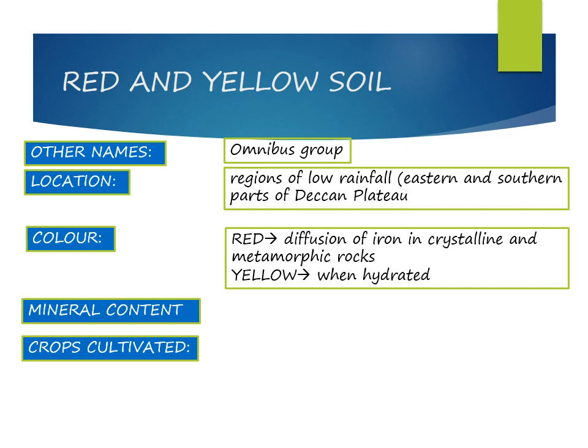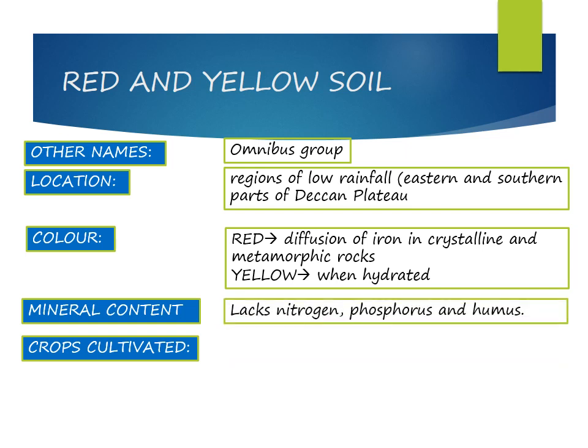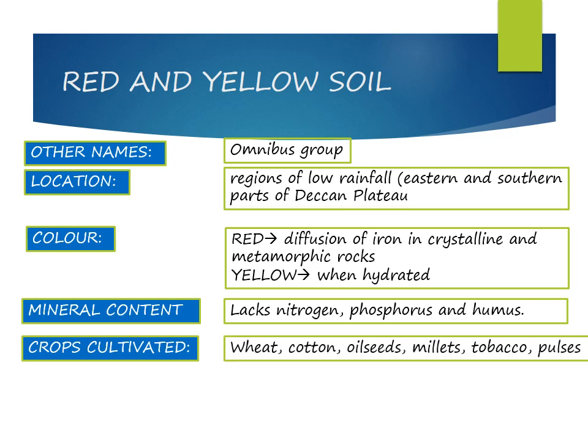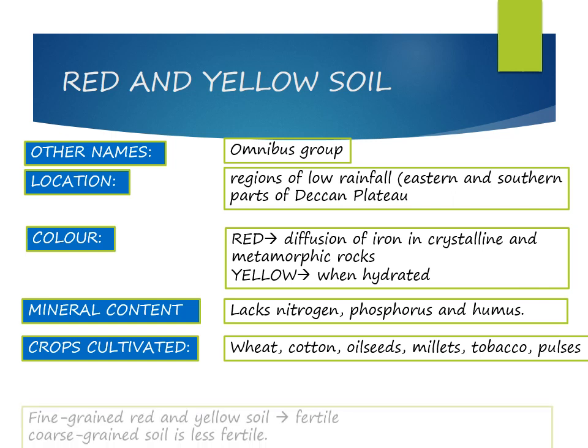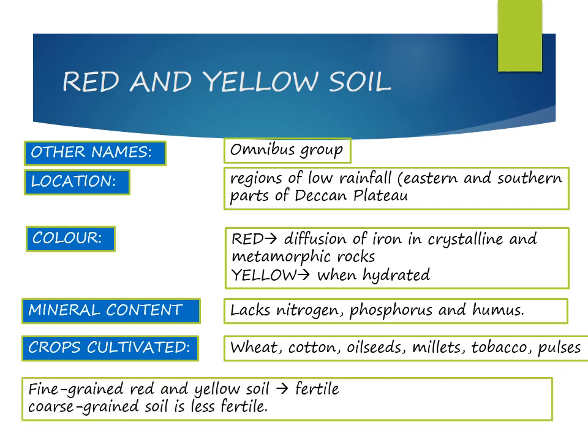It is red and yellow as the name suggests. Red is because of diffusion of iron in the crystalline and metamorphic rocks, and it appears yellow when it is hydrated. It lacks nitrogen, phosphorus and humus. Wheat, cotton, oilseeds, millets, tobacco, pulses can be grown in red and yellow soil. The fine-grained red and yellow soil is fertile, whereas the coarse-grained soil is less fertile. It is usually present in the dry upland areas.